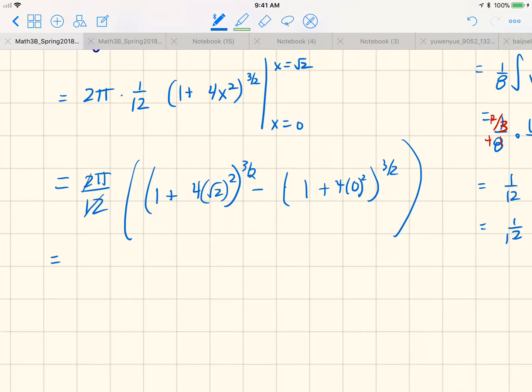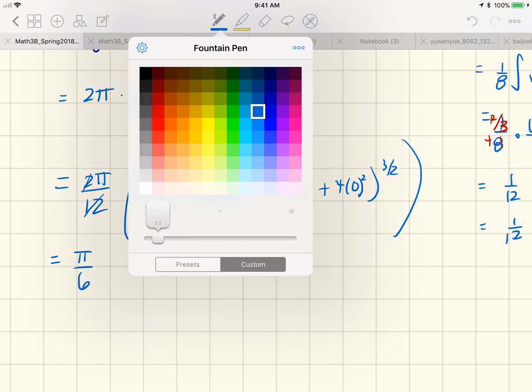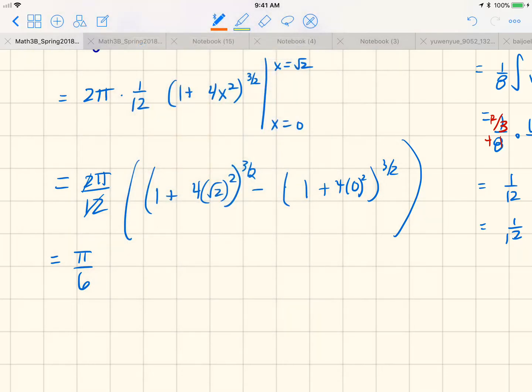Let's simplify the 2 and the 12, so I get pi over 6. Now the square root of 2 squared should just be 2. So it should be 4 times 2 plus 1, which would be 9. And now 9 to the 3/2 means I need the square root of 9 cubed. So that's equal to 3 cubed, which is going to be 27.